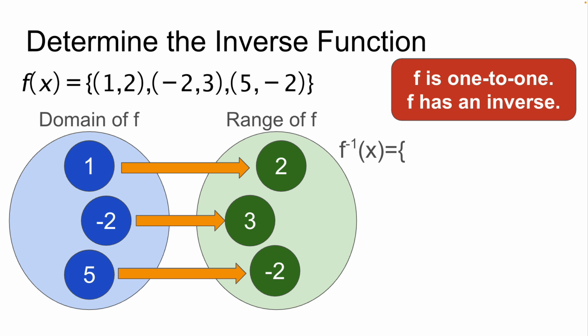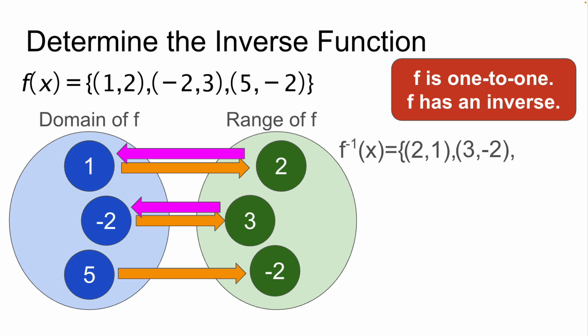So under the f function, 1 got mapped to 2. The inverse function reverses that. So 2 goes back to 1. In the original function, negative 2 got mapped to 3. The inverse function would reverse that. So 3 goes back to negative 2. And finally, our last one was that 5 got mapped to negative 2. Reverse that. Negative 2 goes back to 5.